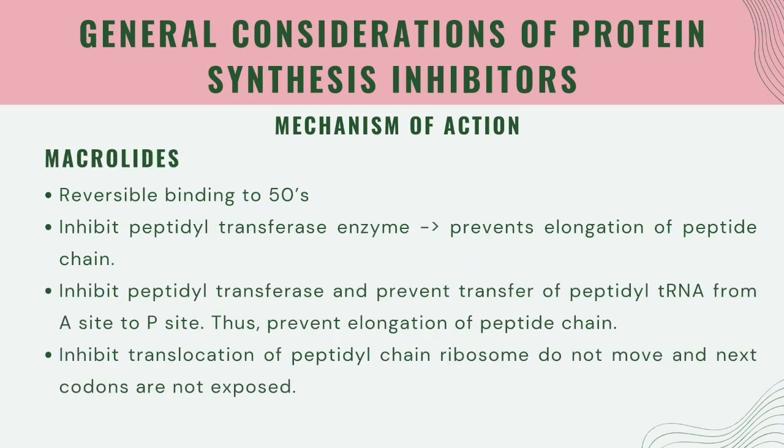Next are the macrolides. Macrolides reversibly bind to the 50S subunit of the bacterial ribosome. By inhibiting the peptidyl transferase enzyme, macrolides prevent the elongation of the peptide chain during protein synthesis. Macrolides also interfere with the transfer of the peptidyl tRNA from the A site to the P site of the ribosome, further impeding the elongation of the peptide chain. Additionally, macrolides inhibit the translocation of the ribosome along the mRNA molecule. This immobilizes the ribosome, preventing it from moving to the next codons on the mRNA strand and inhibiting further protein synthesis.